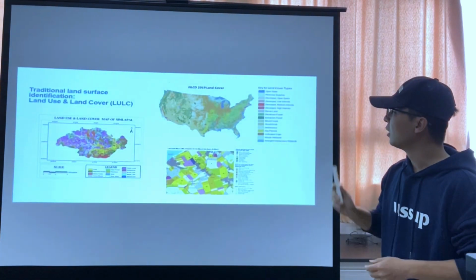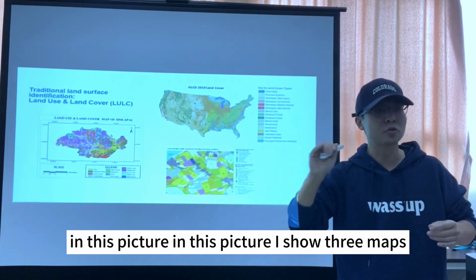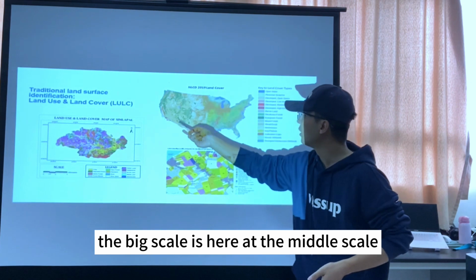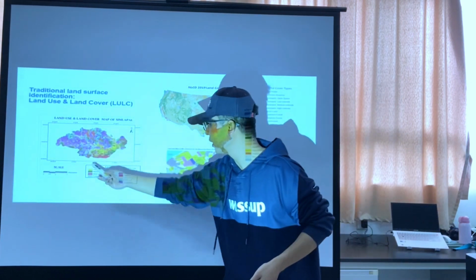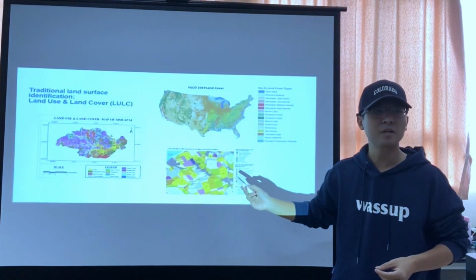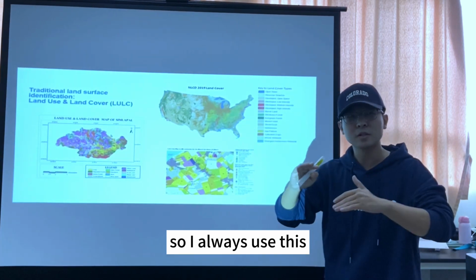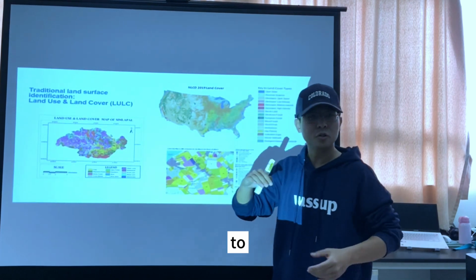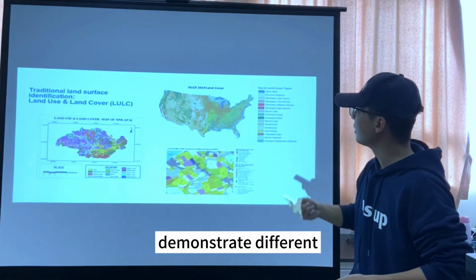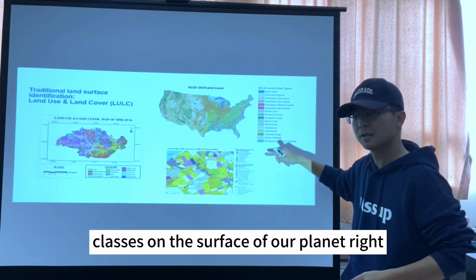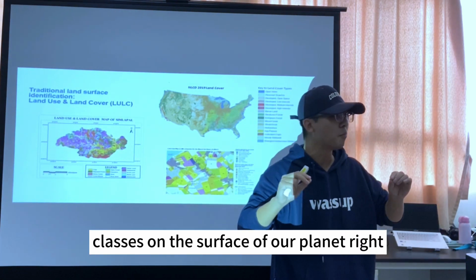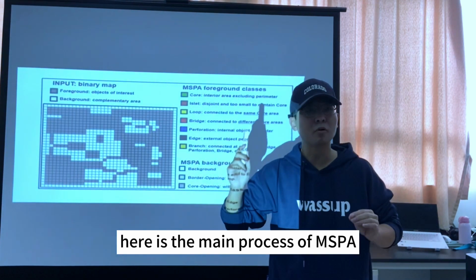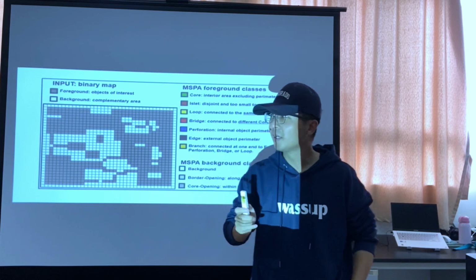Okay. In this picture, I show 3 maps at different scales: the big scale here, the middle scale, and the small scale. I always use this LULC concept to demonstrate different classes on the surface of our planet. Here is the main process of MSPA.